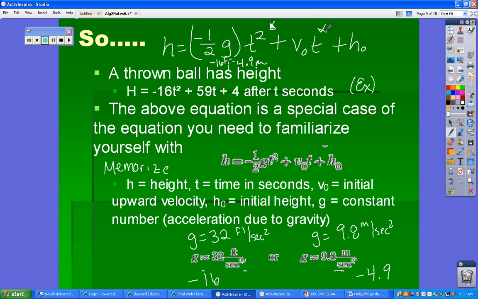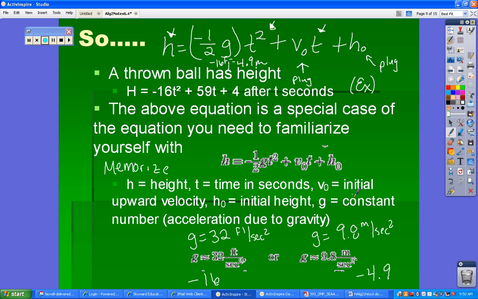Okay? Basically, this t squared is almost always going to be there. And this t is almost always going to be there. And this h is not always going to be there. And you're going to read the problem to figure out what to plug in for v sub o and h sub o. You're going to see a lot of these from here on out. They will be on multiple tests. They'll be on your test this chapter as well. Okay, h is height, t is time in seconds.